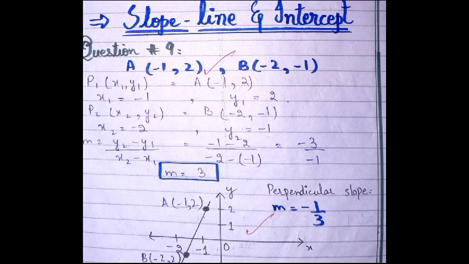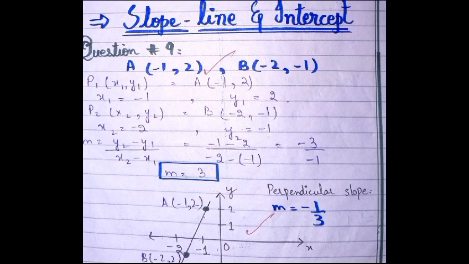So we suppose the point P1 and extract the values of x1 and y1, and the same way extract the values of x2 and y2. Then we put in the formula of slope, which is m equals y2 minus y1 divided by x2 minus x1, and by putting the values in the formula of slope we get the answer. The formula of perpendicular slope is always the reciprocal of the slope with a negative sign.